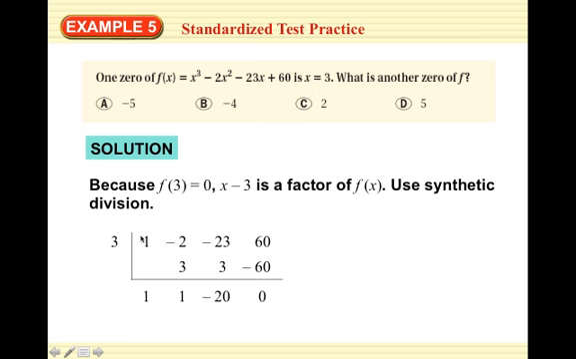So we bring the 1 down. We really should have a little arrow written there. We bring the 1 down, and we do 1 times 3 is 3. -2 plus 3 is 1, times 3 is 3. -23 plus 3 is -20. Times 3 is -60. 60 minus 60 is 0.